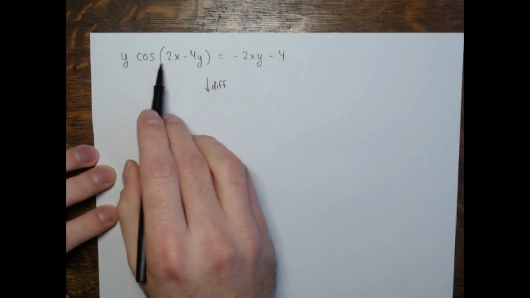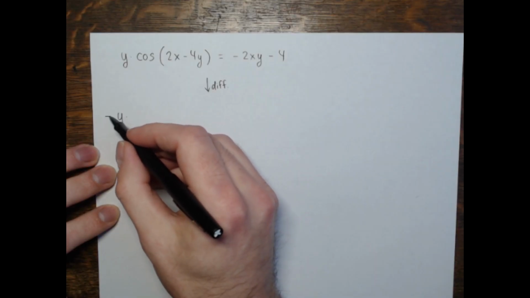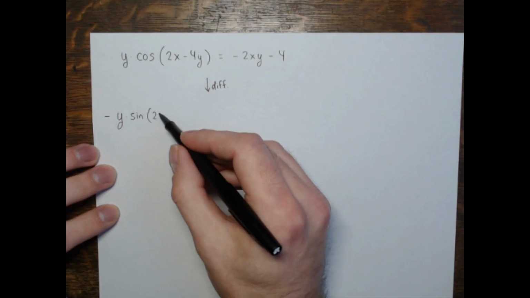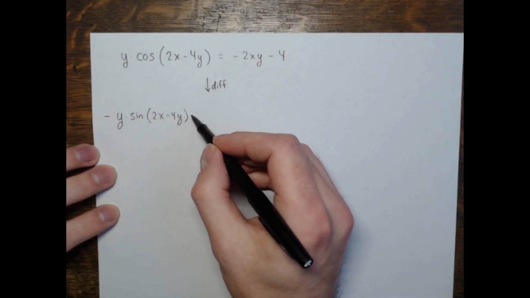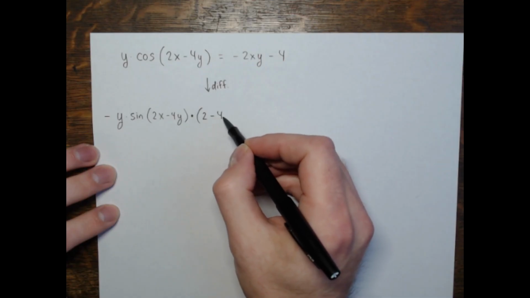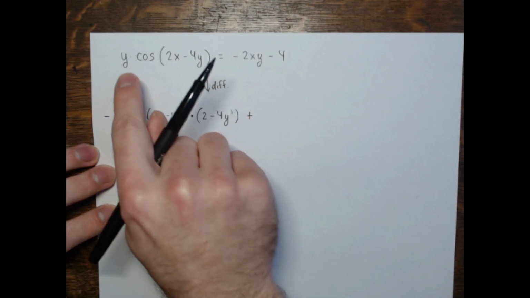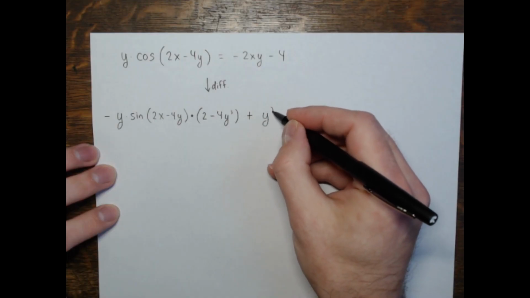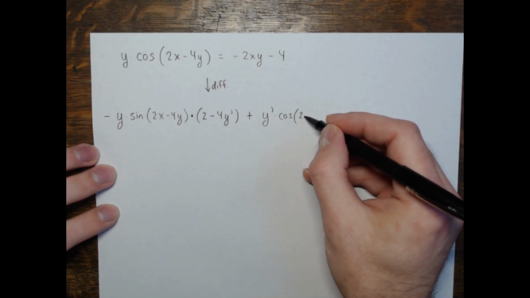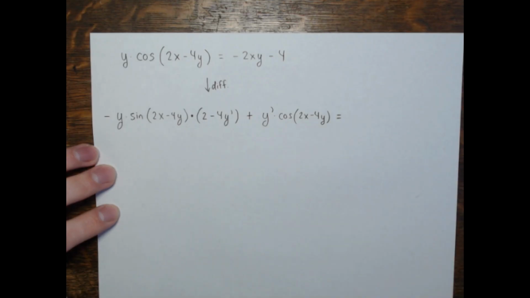Differentiate. So left side's another product. So I'm going to leave y alone. And then the derivative of the cosine of something is negative sine of that thing. So you got negative y times the sine of 2x minus 4y. But then chain rule, right, times the derivative of the expression inside would be 2 minus 4y prime. And then plus, and then the derivative of the first factor is y prime. And then leave the second factor alone times the cosine of this 2x minus 4y. Okay, so that's the left side, product rule.